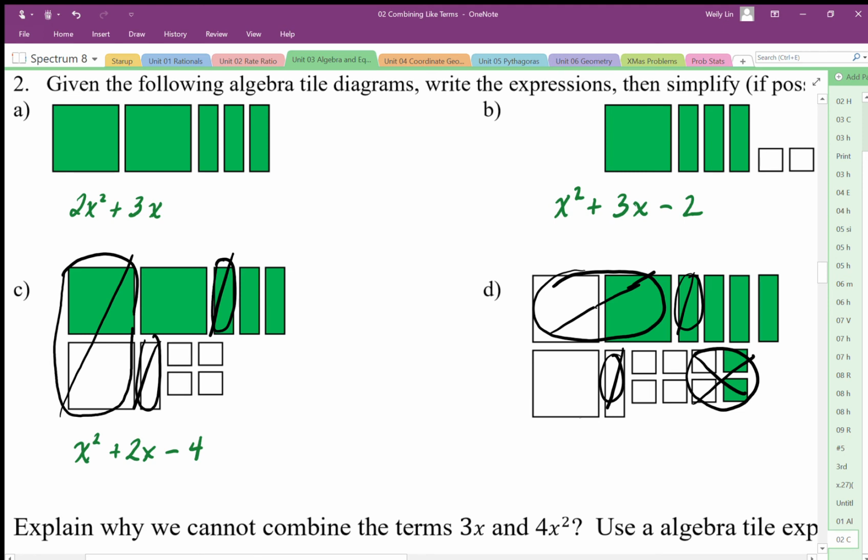Now it's starting to get a bit messy, so I just got to be careful when I count it up. So it looks like I have 1 negative x squared left over. My x's I have positive. I have 3 of them. And my 1s I have negatives, and I have 4 of them. So there's my expression.